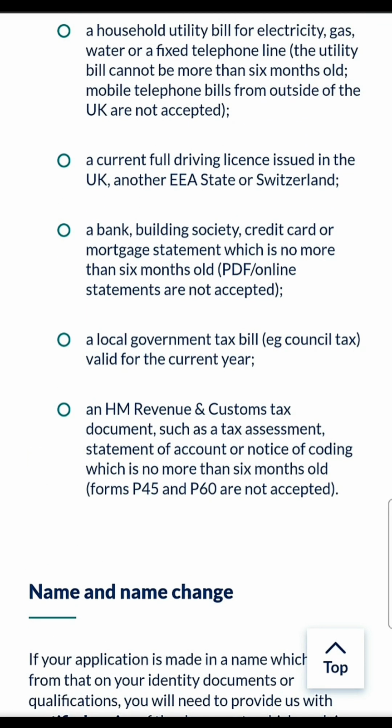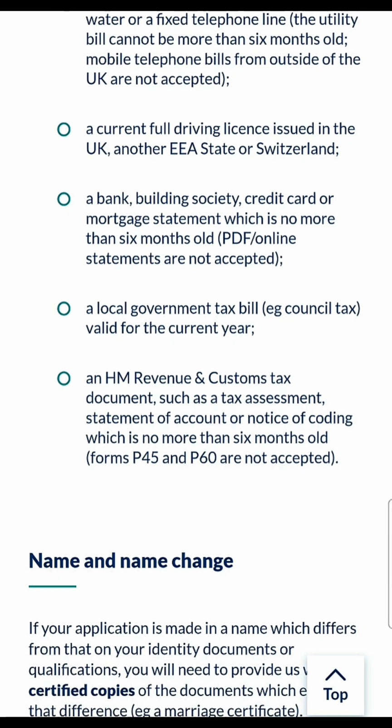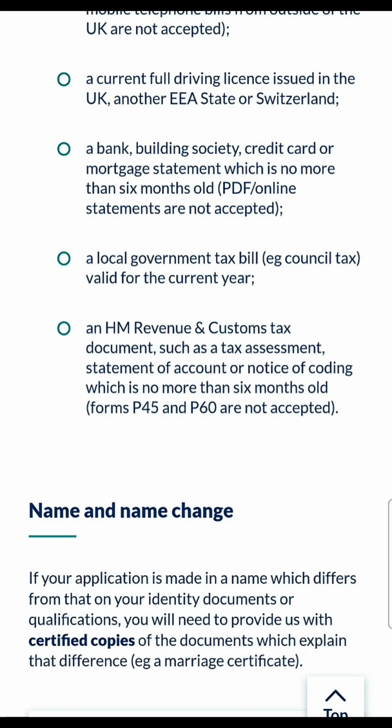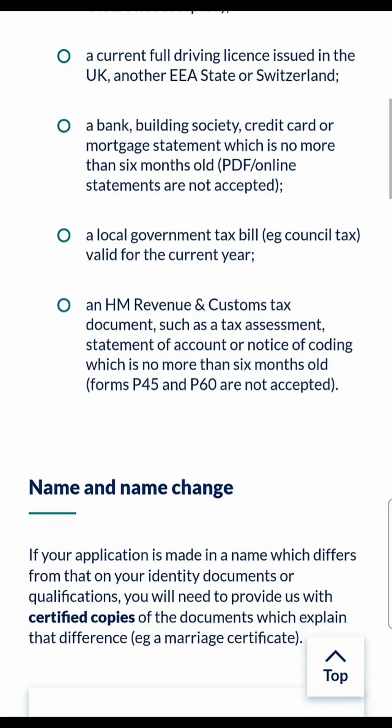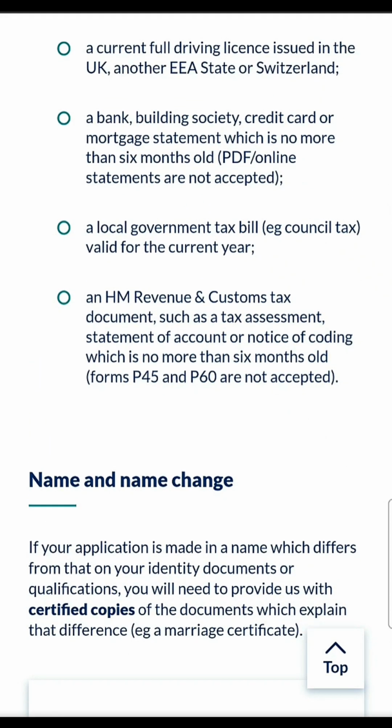But the one I use, that I would strongly recommend, is a bank statement. And the bank statement shouldn't be more than 6 months old. They cannot accept the online printout. So just go to the bank. It's something you can get instantly. Go to the bank, request your bank statement, and you are going to get it immediately.